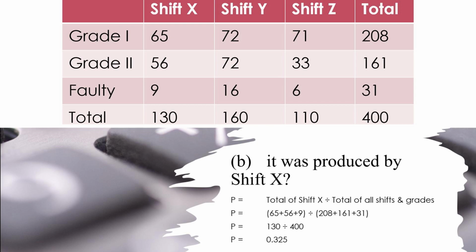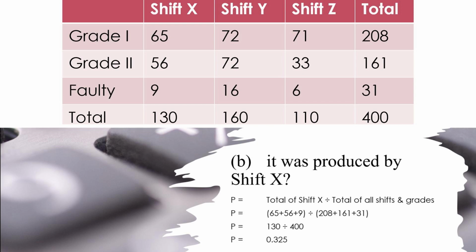So we know that in shift X, under the three different categories, grade 1, grade 2, and faulty, the numbers are 65 plus 56 plus 9. And similarly, the total of shifts and grades that we just calculated earlier is 400, that is the sum total of 208, 161, and 31. So when you divide 130 by 400, we arrive at a figure of 0.325.